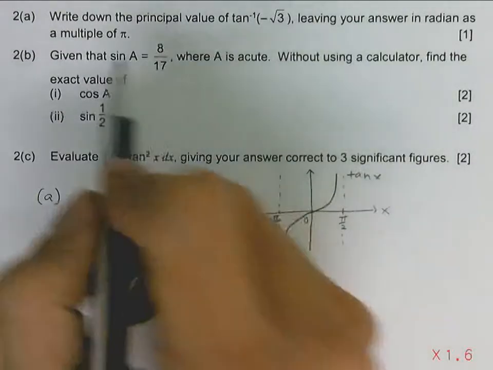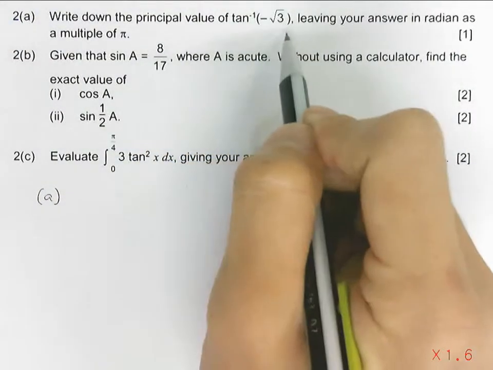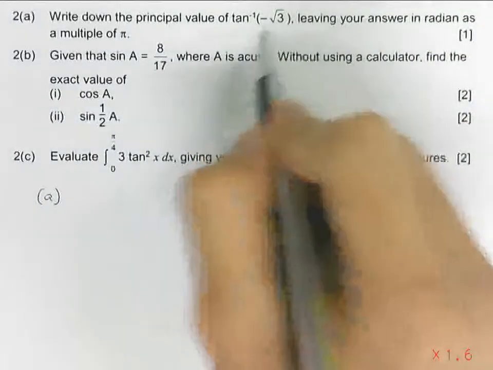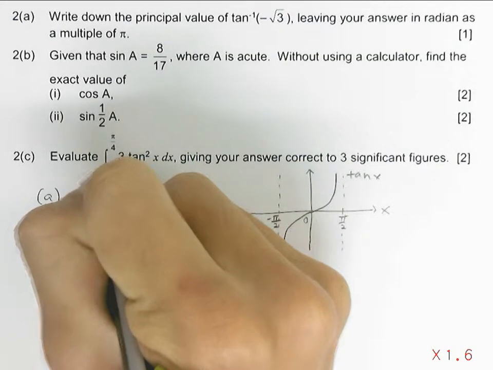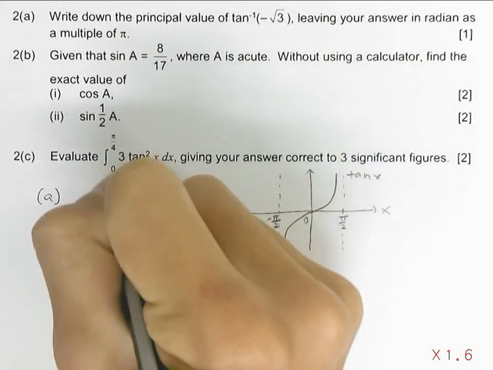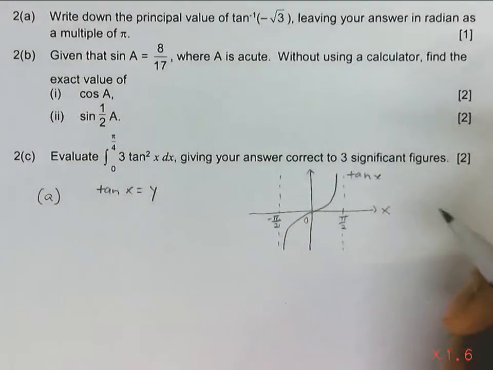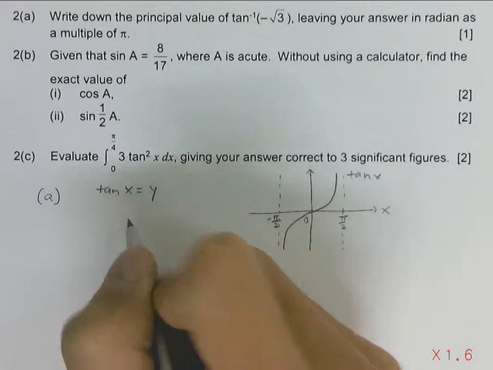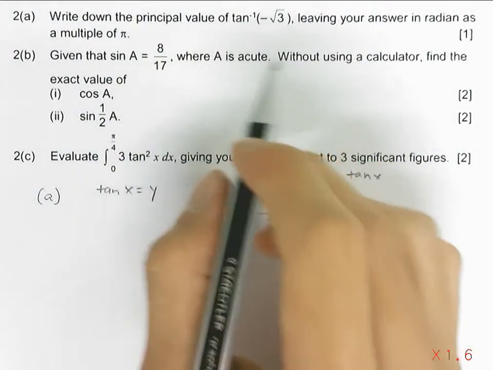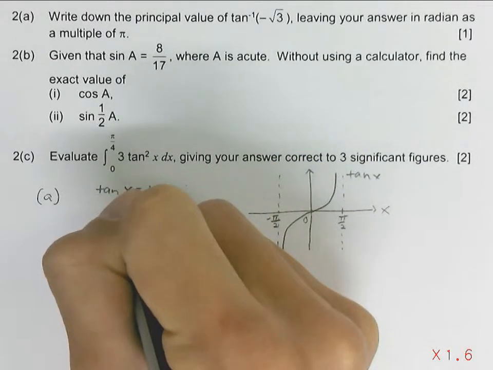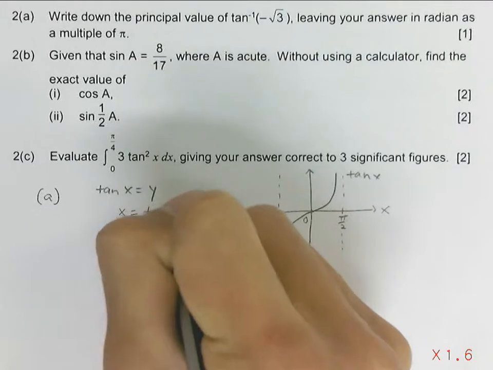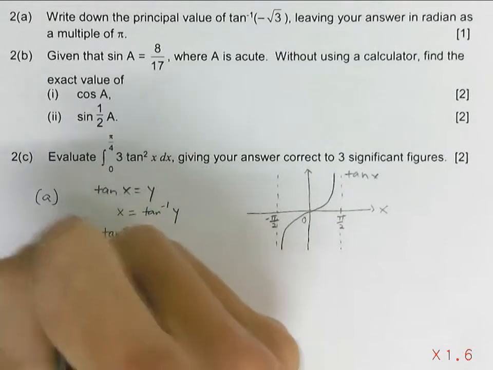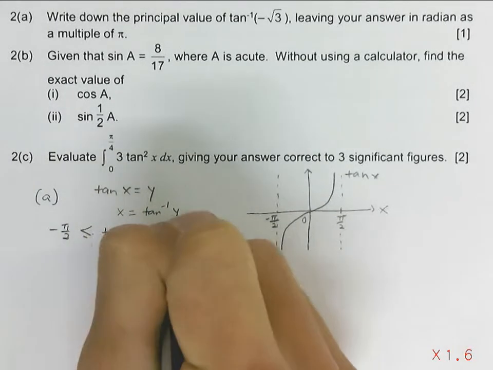Part A asks us to write down the principal value of tangent inverse negative root 3, leaving our answer in radians. So a ratio of negative root 3 can be obtained from multiple angles, and hence the question asks us only for the principal range. So we ought to know that for this principal range of tangent, all angles must be in between minus pi over 2 and pi over 2.